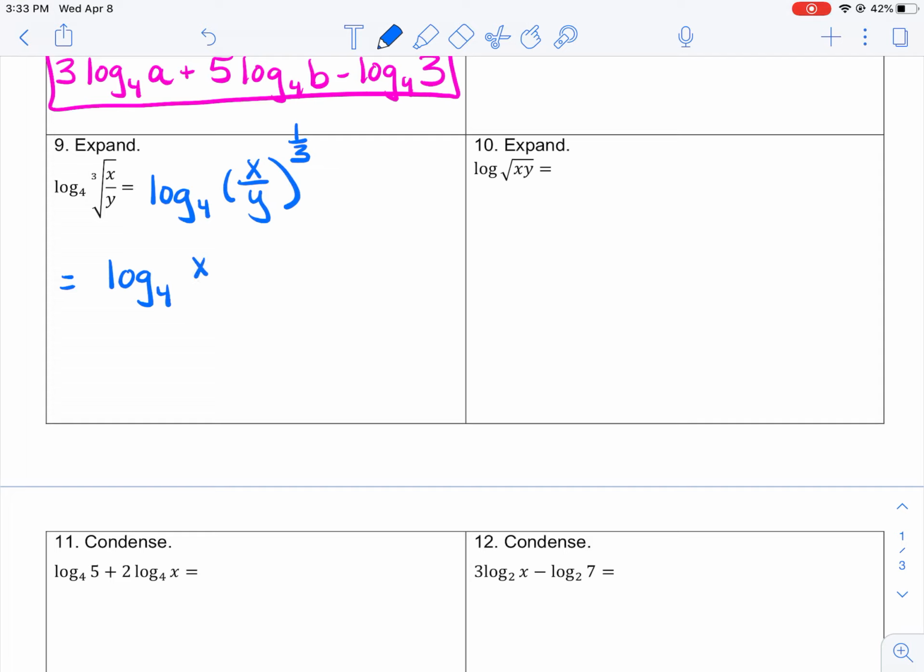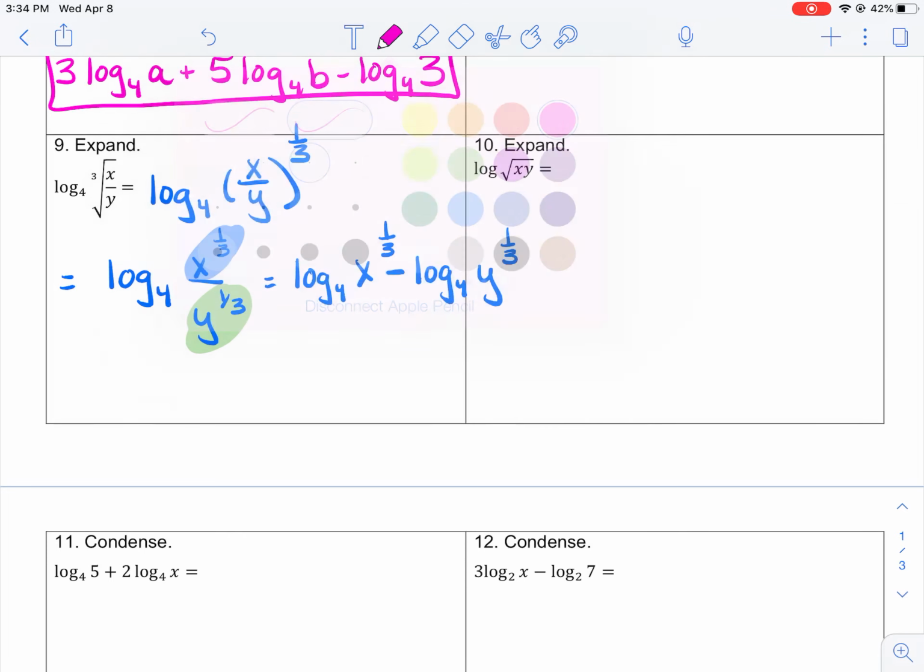We know that this means log base 4 of x to the 1/3 over y to the 1/3. So that exponent gets applied to the top and the bottom of the fraction. Okay, so now I'm going to count how many terms I've got. I've got my x to the 1/3 on top. I've got my y to the 1/3 on the bottom. And so I need to write the word log twice. I need log base 4 of x to the 1/3. Now division becomes subtraction, so minus log base 4 of y to the 1/3.